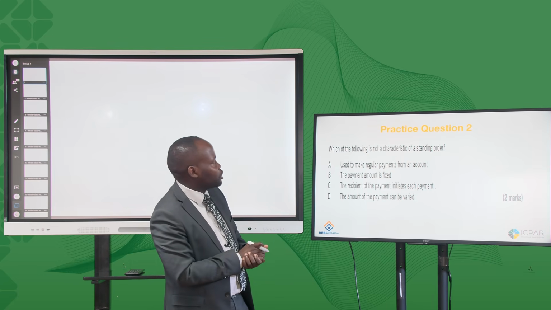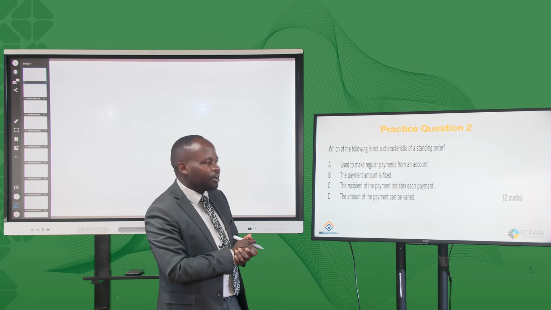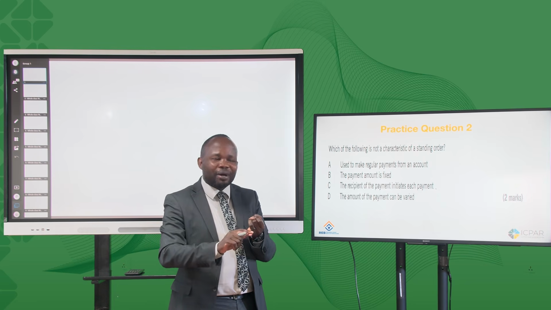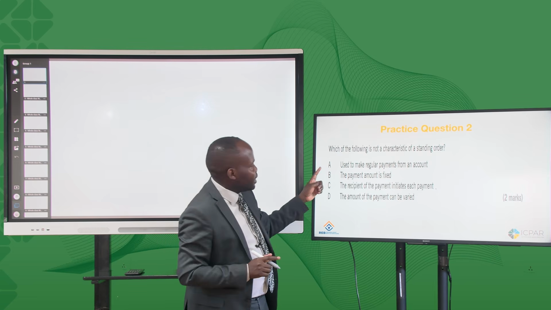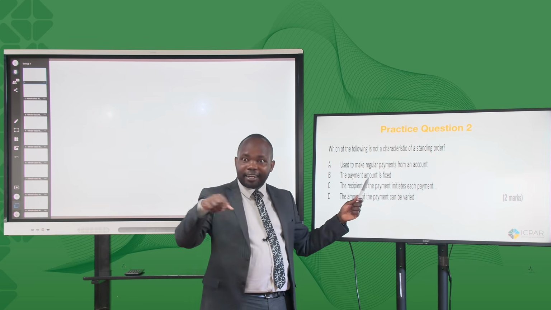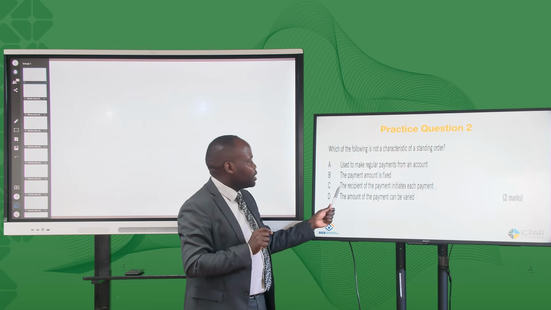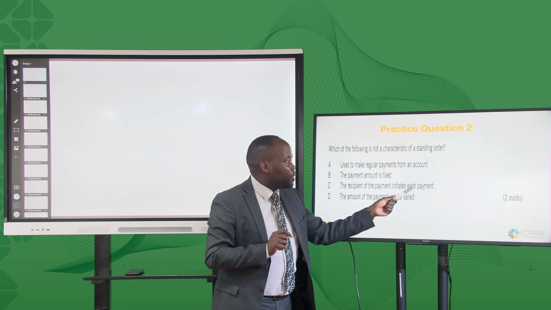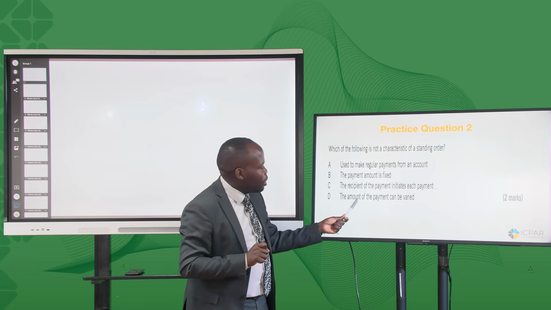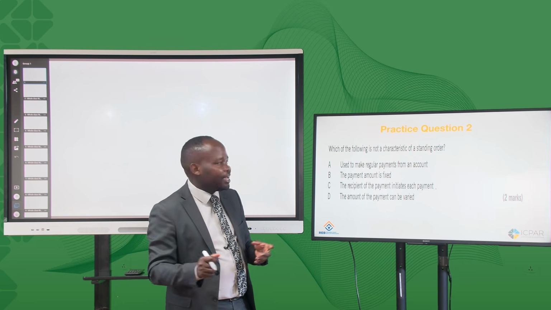The second example question: which one of the following is not a characteristic of a standing order? Remember, a standing order must be fixed and it must be regular. So which one is not a characteristic? A, used to make regular payments, that's a characteristic. B, the payment amount is fixed, that is a characteristic. C, the recipient of the payment initiates each payment, that is not true. That is true only for a direct debit. And lastly, the amount of the payment can be varied sometimes, if maybe we alter it in a certain month.